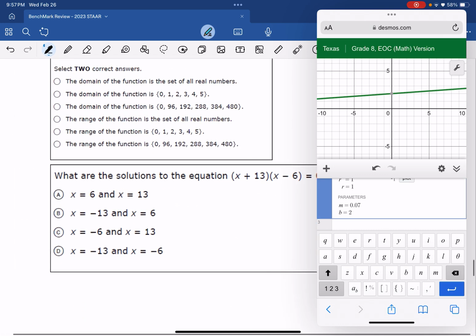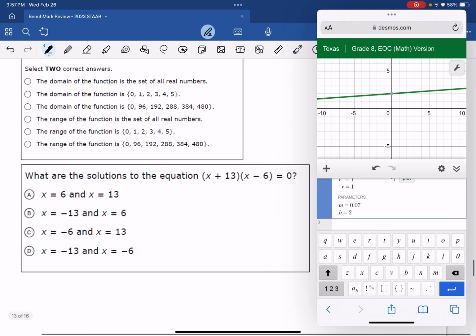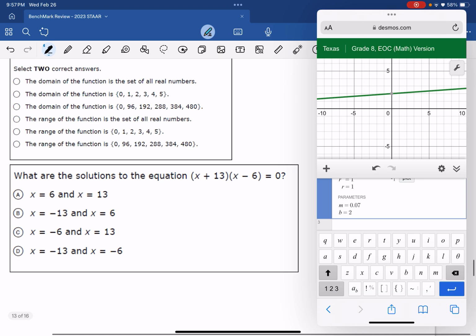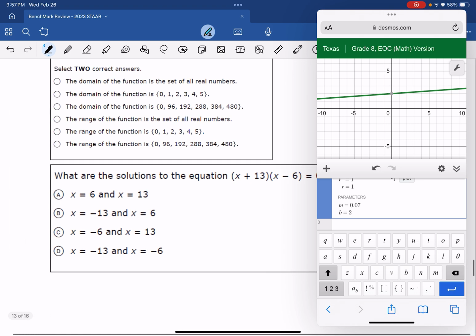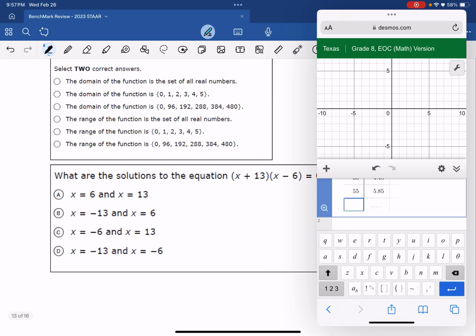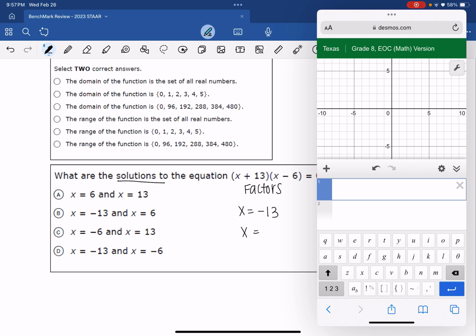So this was actually on your test. What are the solutions of the equation? x plus 13 and x minus 6. Guys, you can literally use Desmos for this one, so you actually don't need to understand it. But remember, these are factors. The one thing we know about factors and solutions is that they are the same numbers with opposite signs. So in reality, our x values should be negative 13 and positive 6.